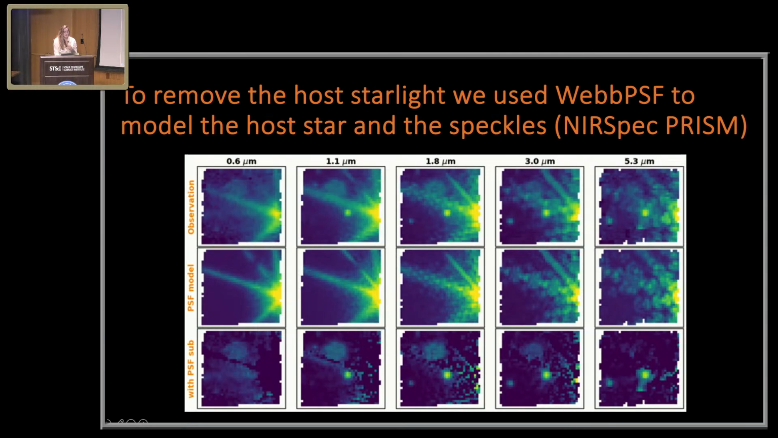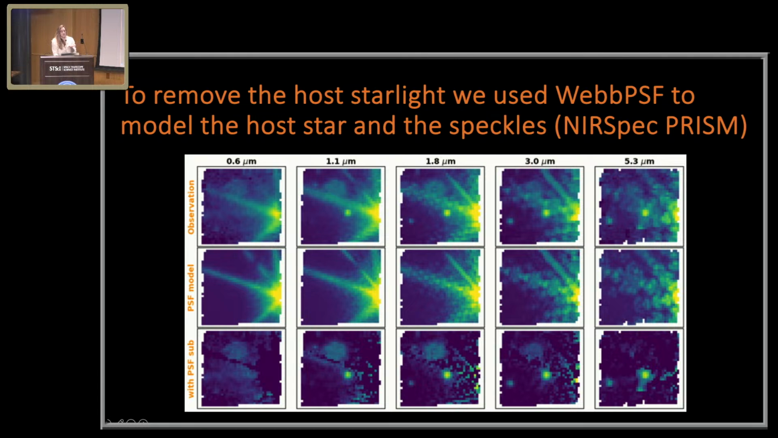So we don't have a reference star image for our companions here, so we actually used WebbPSF to model the starlight of the host star and subtract it out. These are just stepping through the different wavelengths of the data cube, showing how we created the WebbPSF model data cube that we eventually subtracted from the data.